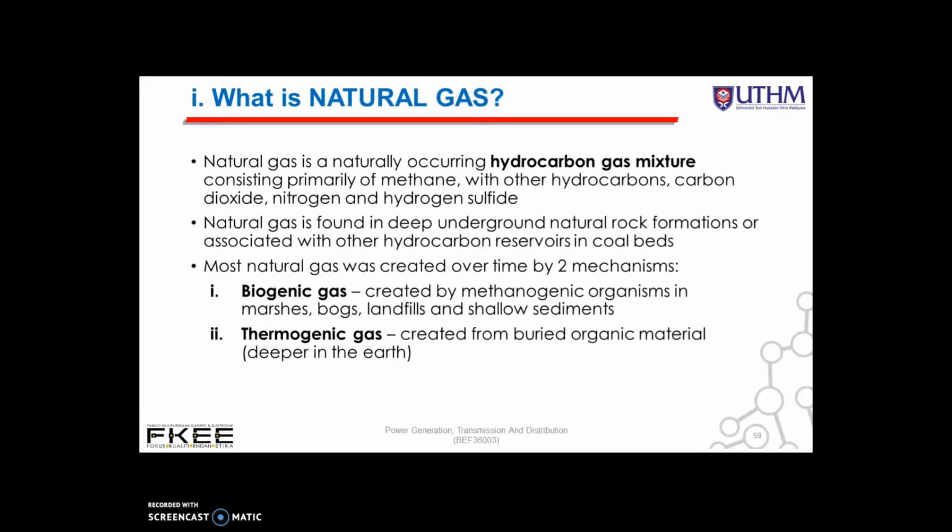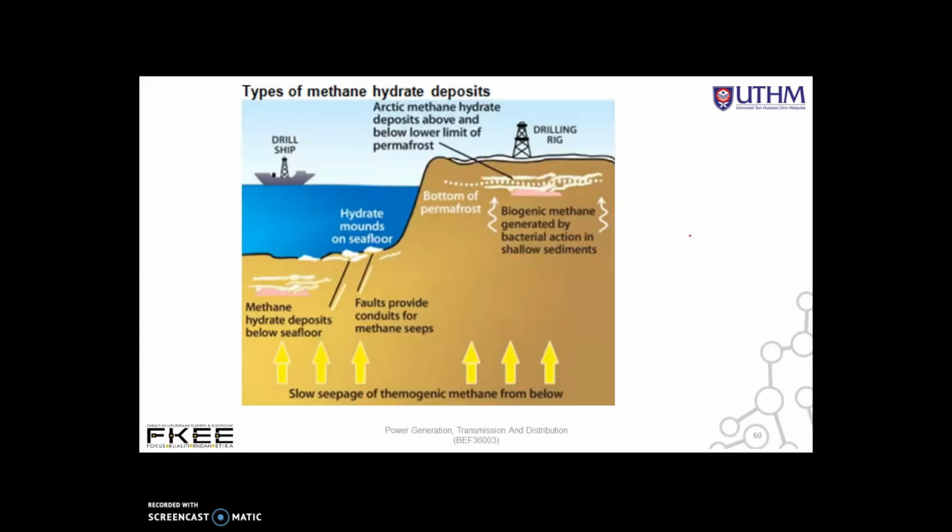So natural gas is a naturally occurring hydrocarbon mixture consisting primarily of methane. Okay, so methane in combination with other hydrocarbons, which are carbon dioxide, nitrogen, and hydrogen sulfide. So basically natural gas is found deep under natural rock formations or associated with other hydrocarbon reservoirs in coal beds. Okay, so you can see here.